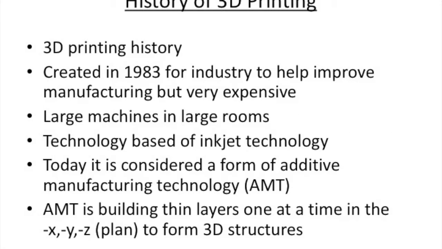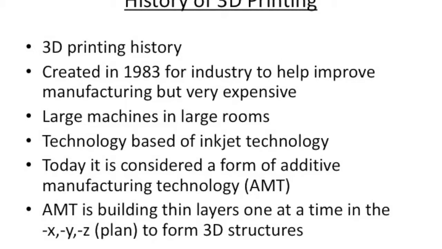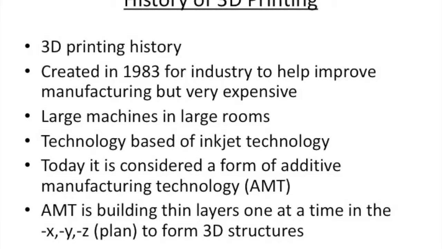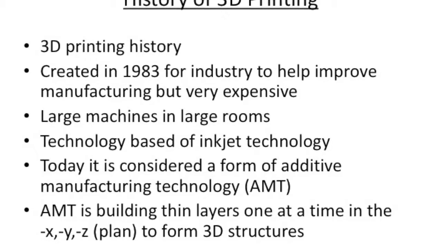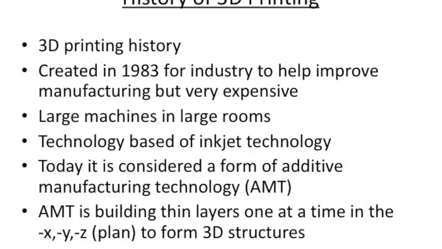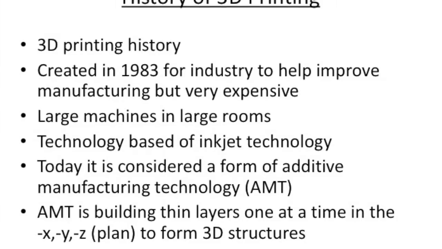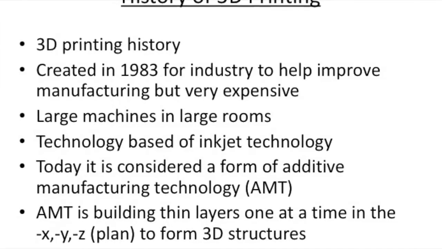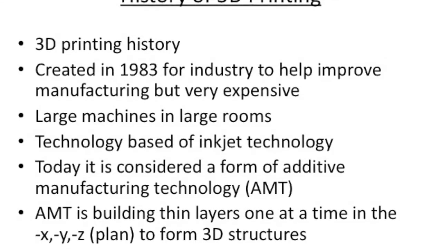We'll start out talking about the history of 3D printing and how it came about. 3D printing was a technology that was created in 1983 for industry to help improve manufacturing, but it turned out to be very expensive. It started out using large machines in large rooms that took up a lot of space and ultimately a lot of time.